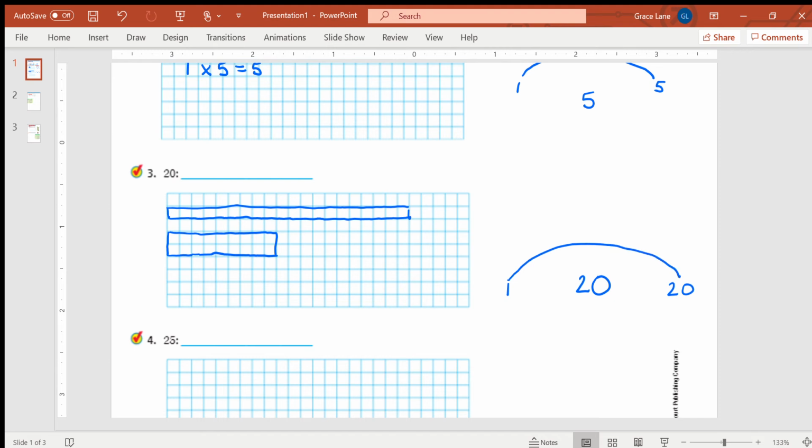What else do we know? We know that 2 times 10 is 20. That's another layer of the rainbow. See, this one looks more like a rainbow.